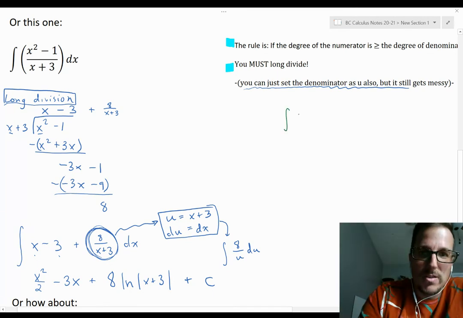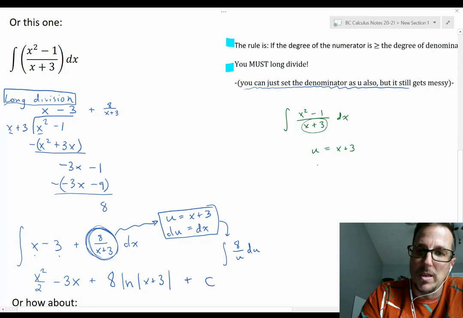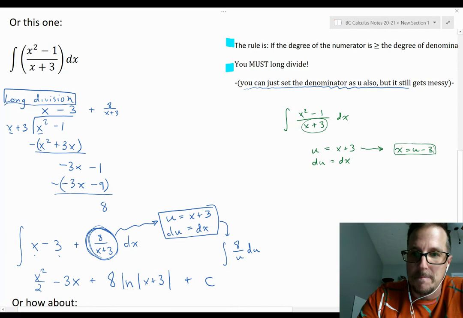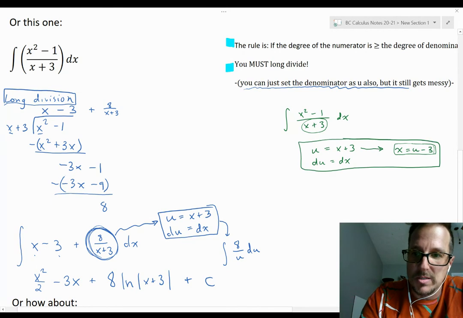So if I have the original integral as x squared minus 1 over x plus 3, what I would like to do is set this entire denominator as u. So if u is x plus 3, du again is a straight swap for dx, but then I can manipulate u equals x plus 3 to say that x is equal to u minus 3. Now that's going to allow me to manipulate the numerator, to rewrite the numerator. So let's check that out.